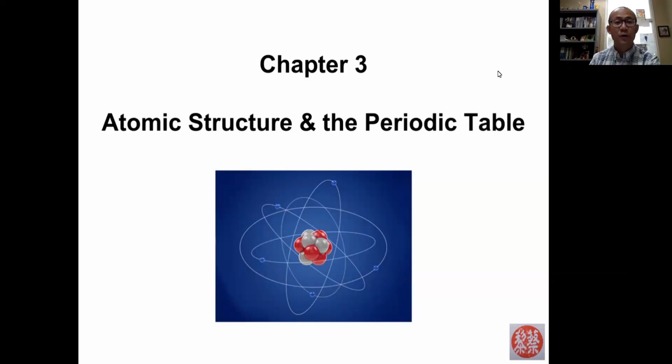In this chapter, we're going to discuss the structures of atoms, called atomic structure, and also we're going to discuss the periodic table. We have an overview of the periodic table, but the major part of this chapter, we're going to talk about how atoms are constructed, and especially more importantly, how electrons are arranged in our atoms.